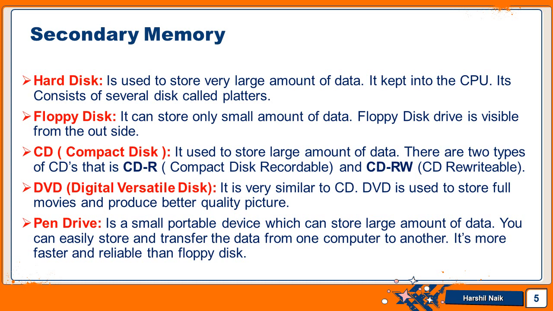Third is CD. CD has a large amount of storage capacity. The data is stored on the disk and you can only read data from CD-ROM, but you can't write on it. CDs are generally of two types, CDR and CDRW. Now fourth is DVD, digital versatile disc. DVD is very similar to CD but it stores a larger amount of data. DVD is used to store full movies and produces better picture quality.